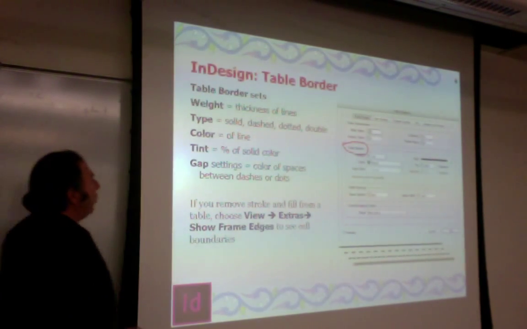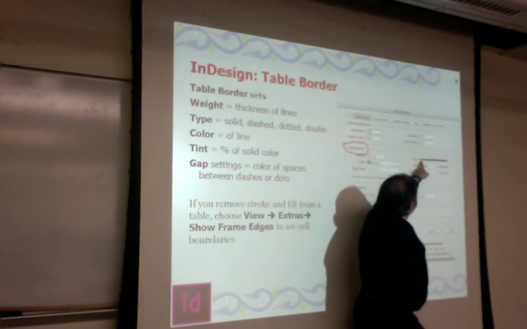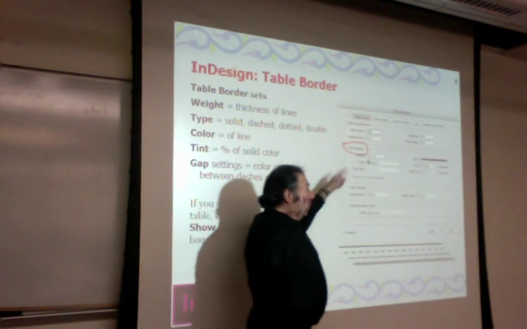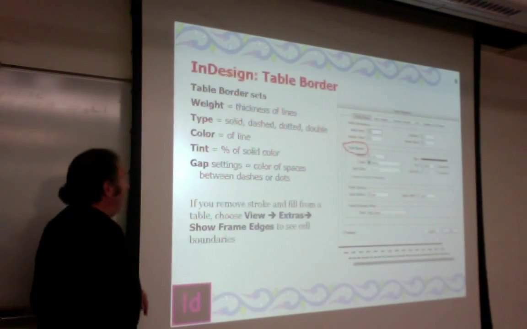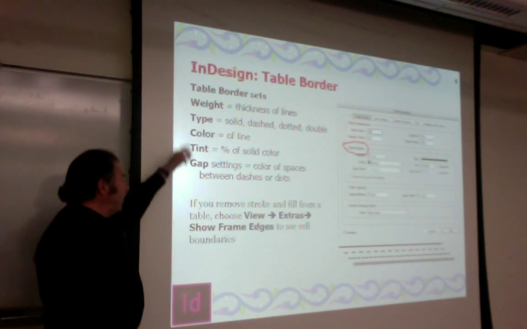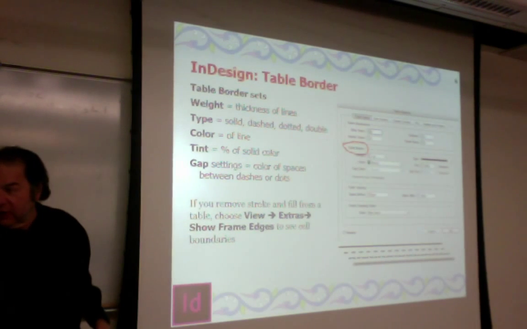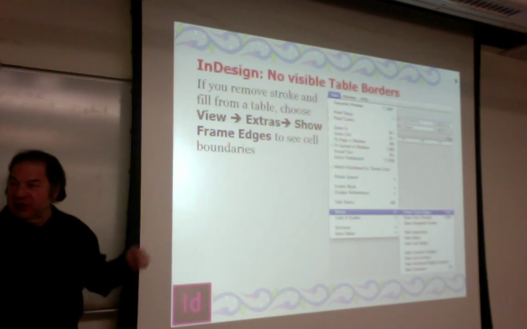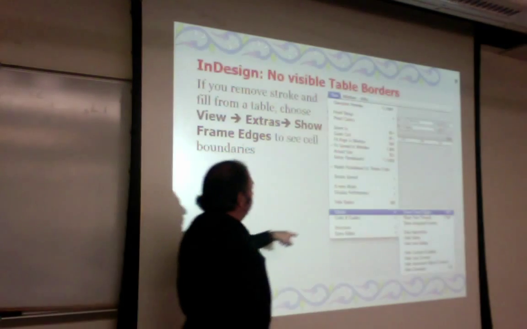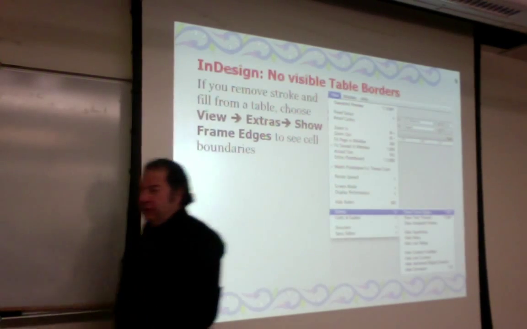This is where you set the borders. Okay, you can set it, it's 1 point, it's solid, it's black, it's 100%. If you want it to be gray, set it at a lower percentage. Right? And if you remove stroke and fill, you can choose view, extras, you pull down the view menu, extras, show frame edges, and that will show you where the cell boundaries are. So if you get rid of the lines, you can still see them. Now, no visible table borders. All right, here you go. View, extras, show frame edges. That's where it's hiding.